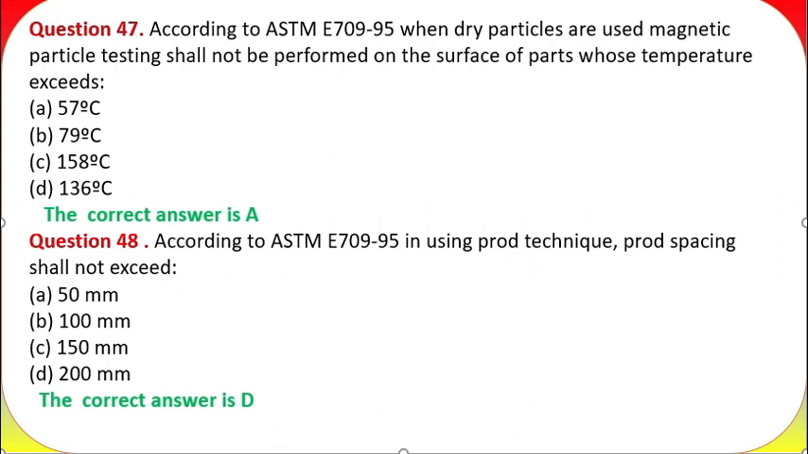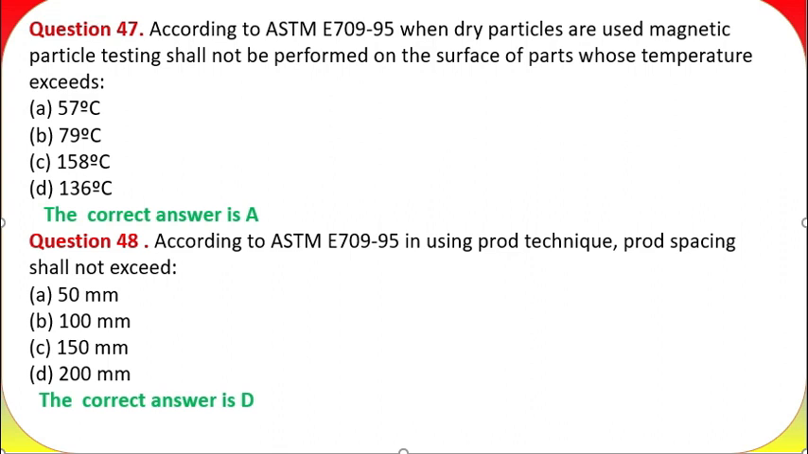Question 47. According to ASTM E709-95, when dry particles are used, magnetic particle testing shall not be performed on the surface of parts whose temperature exceeds A. 57 degrees C. B. 79 degrees C. C. 158 degrees C. D. 136 degrees C. The correct answer is A.